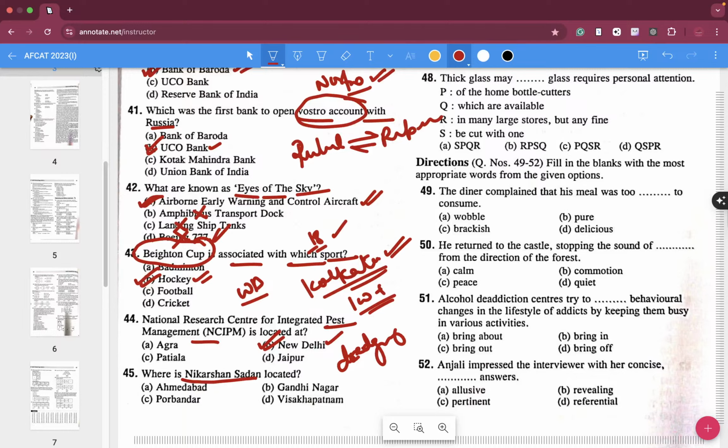Okay, dredging is like removing sand from the bottom of the sea and pouring that sand in the coastal area, right? Coastal area for two purposes. One is to make a port, and another reason is to reclaim land, to make artificial land, right? So where is Nikarshan Sadan? It is a kind of a museum which is located in Vishakhapatnam, folks, right? Okay.